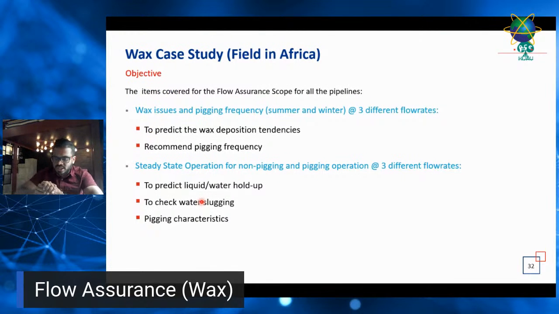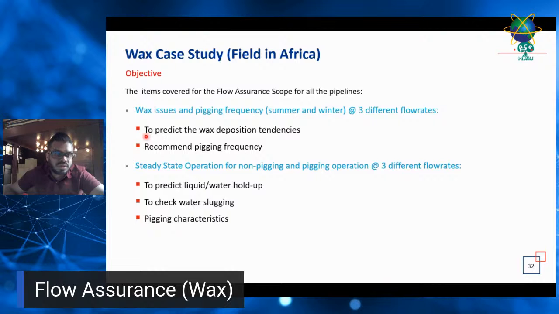So let's look at this particular case study, which is quite interesting. I was involved in this project back in 2015. For this particular flow assurance study, there are two objectives. First, in terms of the pigging frequency, we need to optimize the pigging frequency of the flow line. The second one would be to predict the liquid management, or to check for the water slugging, and also the pigging characteristics.